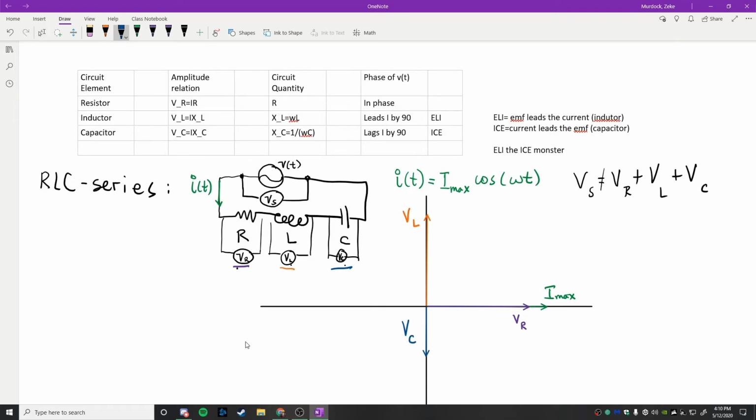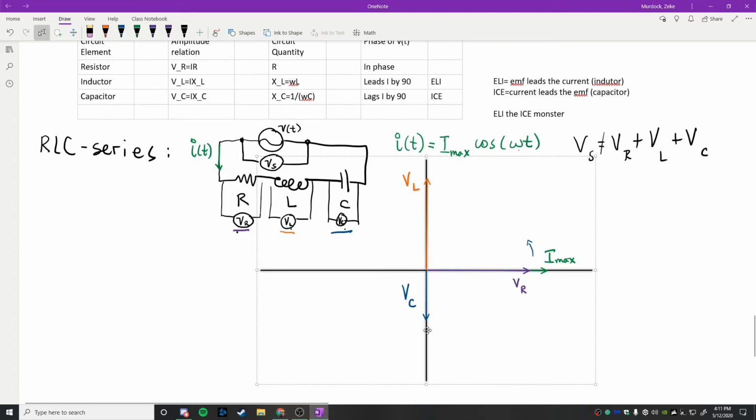Now again, we imagine that all of these phasors are rotating at a rate equal to omega t, but we're just looking at them at one point in time, okay? That's a combination of all of our phasor diagrams. Now, in order to find the voltage across the source, I'm going to draw one more phasor on here, drawing in black.